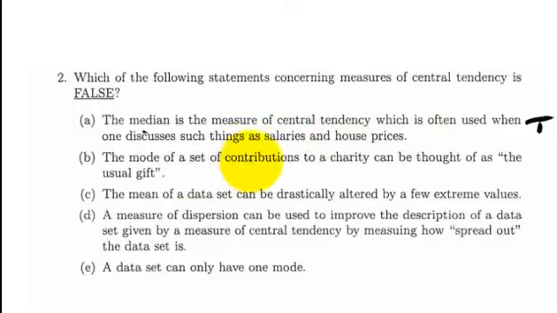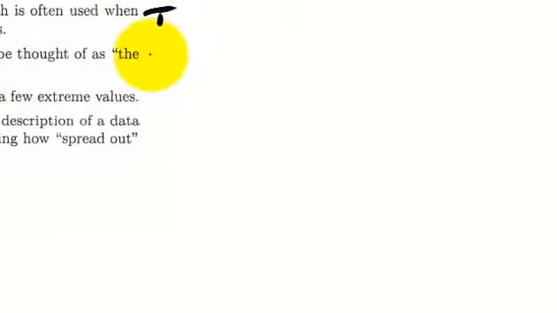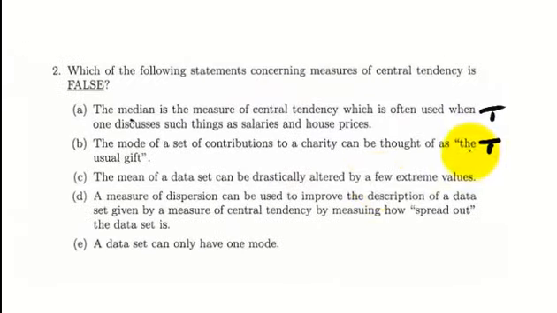The mode of a set of contributions to a charity can be thought of as the usual gift. Now remember, the mode, that represents what occurs most often. And the usual gift is the gift that occurs most often. So these are the same. So this is true. The mean of a data set can be drastically altered by a few extreme values.